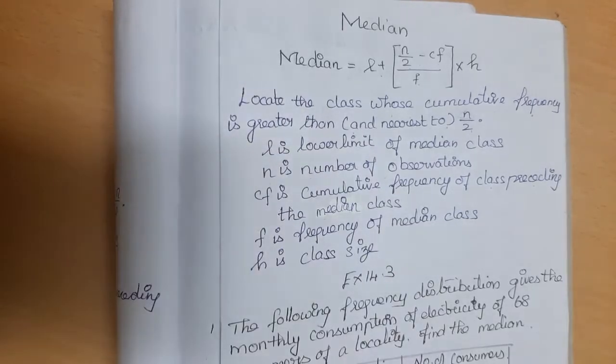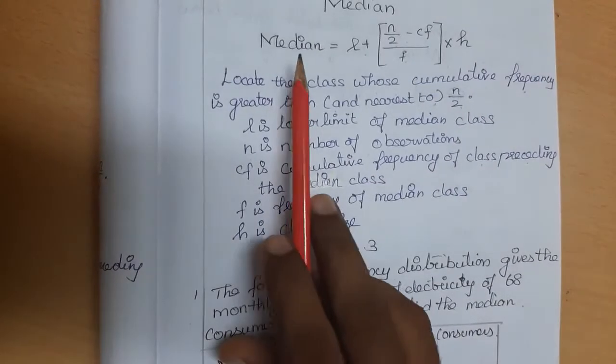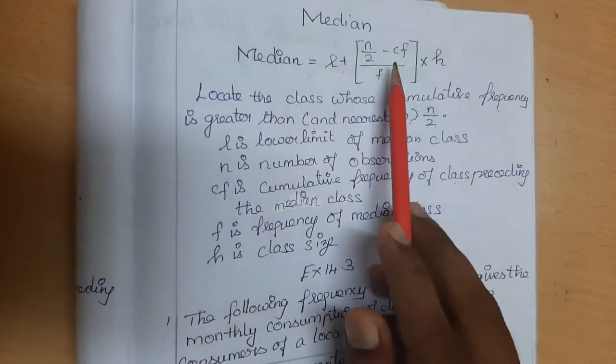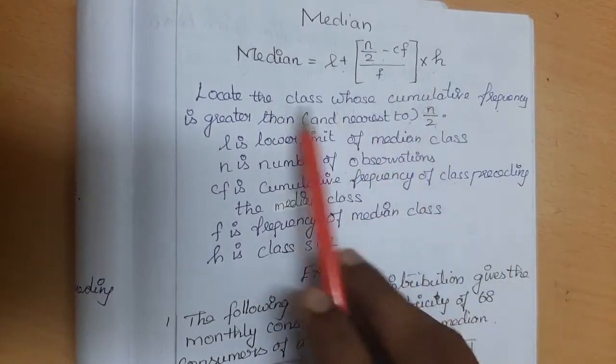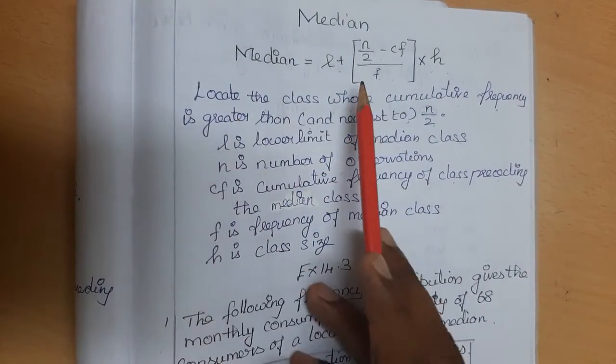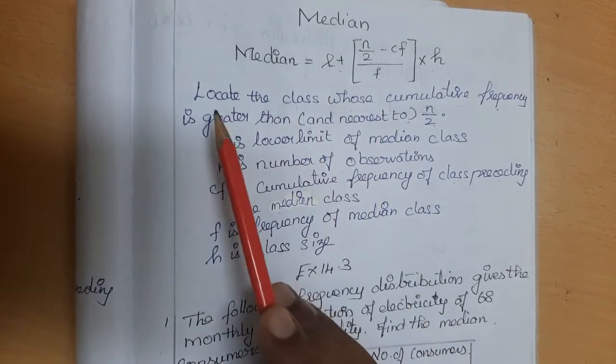Hi students, today we are going to see about a median. Median is equal to L plus (n by 2 minus Cf) by F into H. This is the formula to find the median for the grouped data.